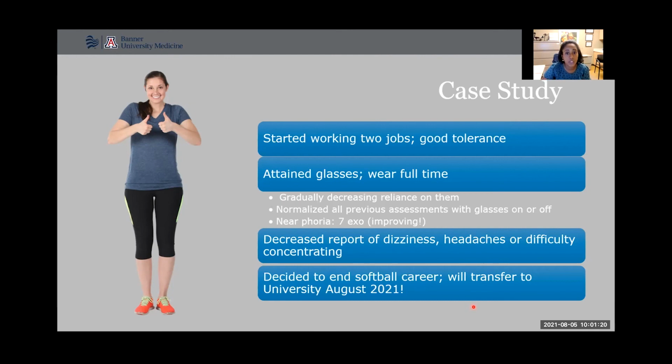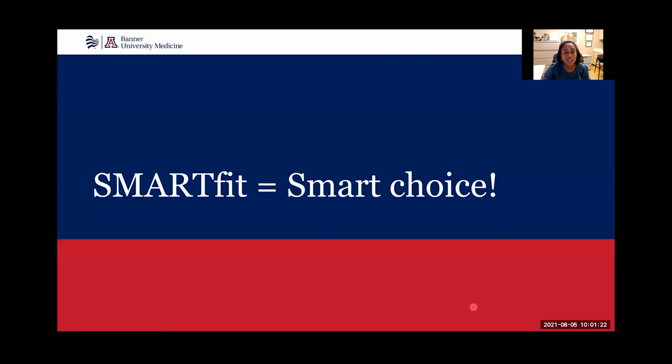So I find that really encouraging to know that she has returned to her prior level of function, even better than that. So SMARTfit is a smart choice. I really enjoy this tool. I use it every day with almost all of my patients. And my anecdote with my patient I just spoke about, she loves it. She refuses to leave without doing something on the SMARTfit. So she wanted me to make sure that I threw that in this presentation as well.